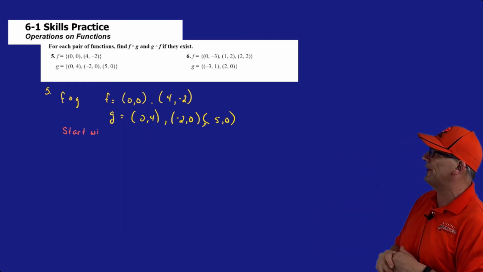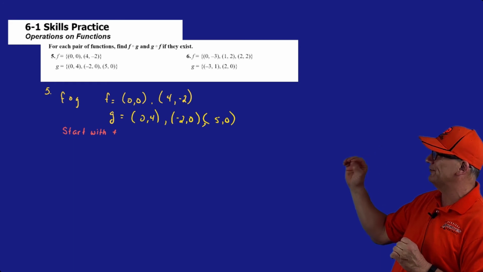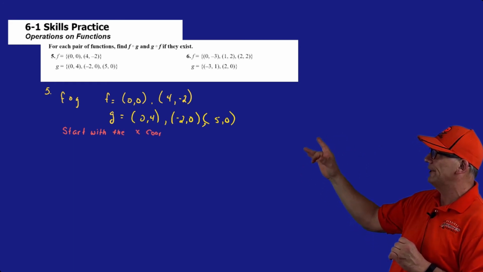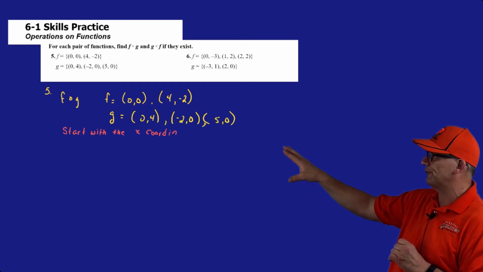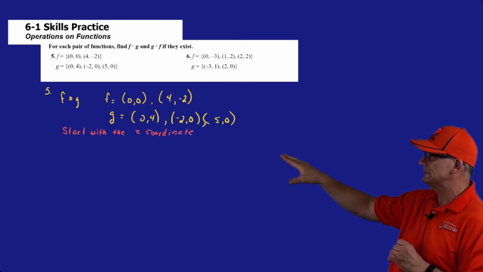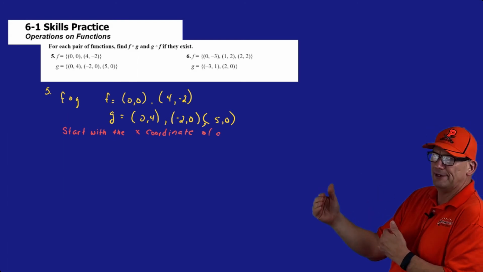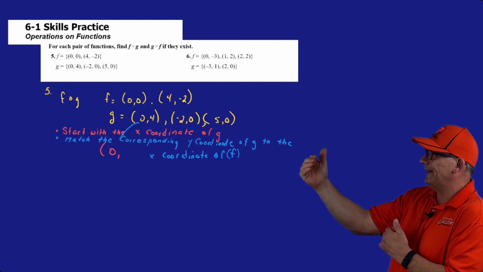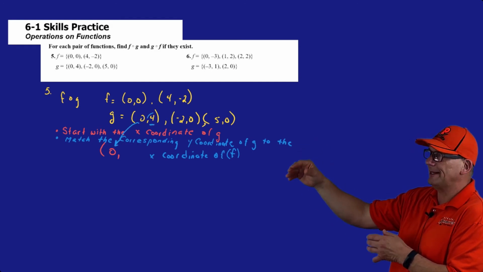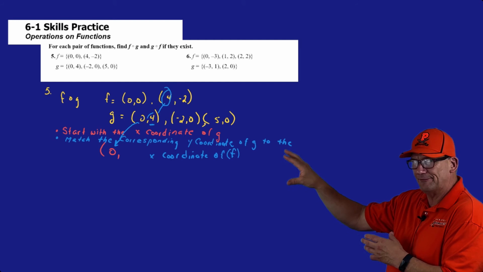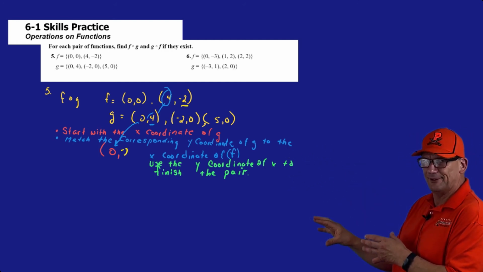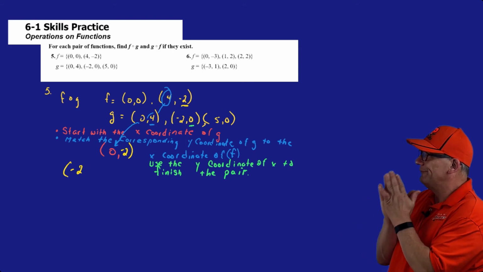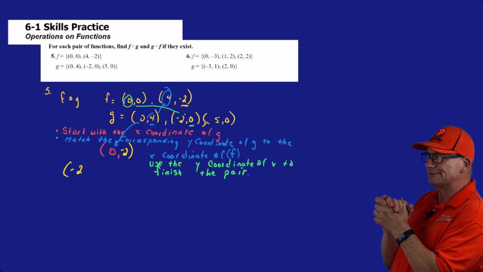So how do I find the pairs for this? What I'm going to do is start with the x of the g. So 0. For the first set of ordered pairs, the x is 0. Now I go up to the f and I find the x that's 0 that matches. And it's 0, 0. Then I take that y value of the f, and that's what I attach to the g. So the first pair is 0, -2.